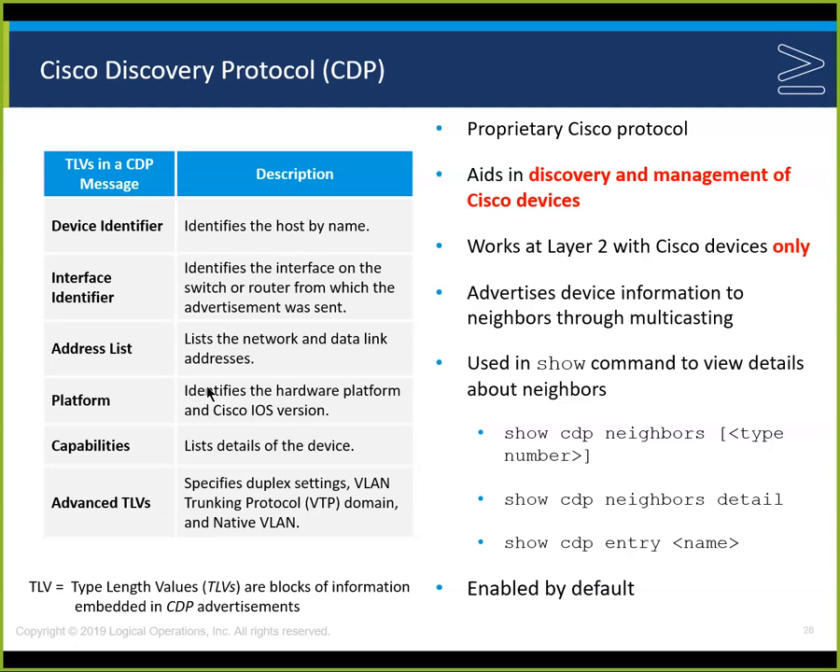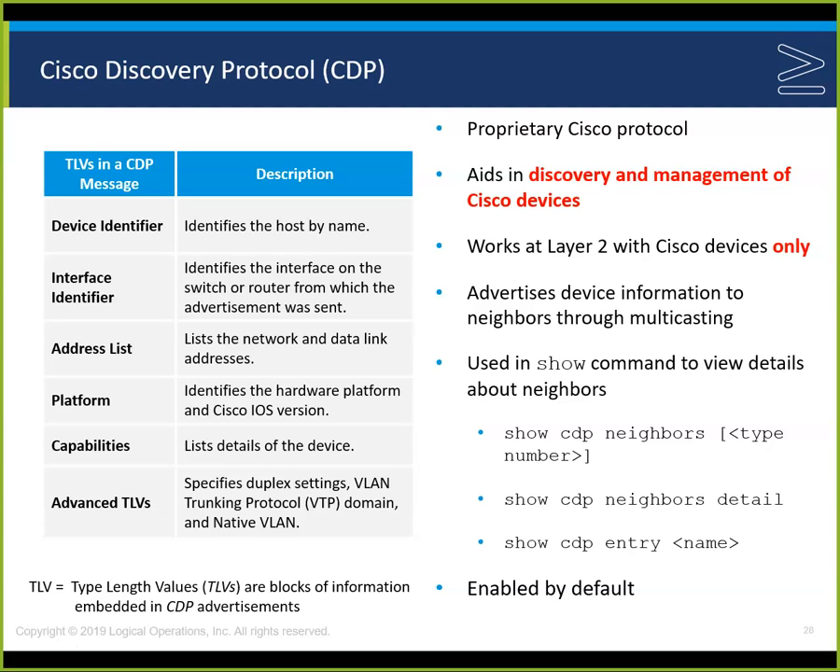But the address list, the device identifier, the interface identifier, the network, and the data link address are going to be listed there. The platform capabilities and the advanced TLVs, type length values. These are blocks of information that are going to be available there. So it's going to show us a number of things that are available on the device.